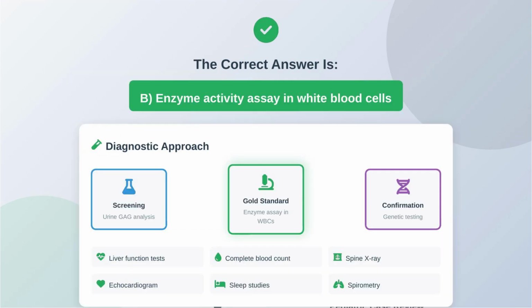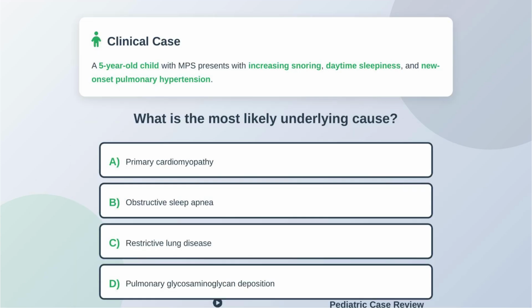The enzyme activity assay in white blood cells is the gold standard for confirming a specific MPS diagnosis by identifying the exact enzyme deficiency. The diagnostic approach typically begins with urine glycosaminoglycan analysis as a screening test, followed by enzyme assays for confirmation and often genetic testing to identify the specific mutation. Additional investigations may include liver function tests, complete blood count, imaging studies, echocardiogram, sleep studies, and spirometry to assess disease extent. Here's our next clinical case.